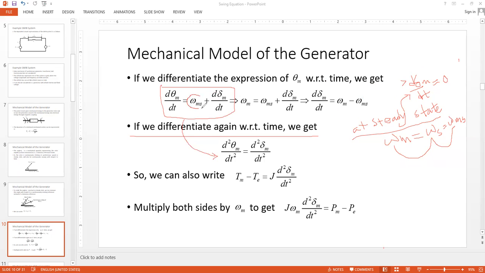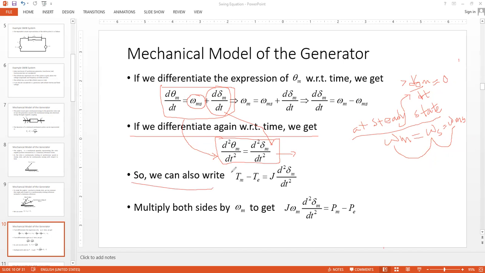What is omega ms? Is it a constant or a variable? It is a constant, sir. Excellent. Because this is a constant, if you take the time derivative again, it will vanish, and ultimately this will become the second derivative. So you can see that they are directly related. d square theta m over dt squared equals d square delta m over dt squared. So in the second time derivative, they are exactly the same. However, in the first time derivative, they have some difference.